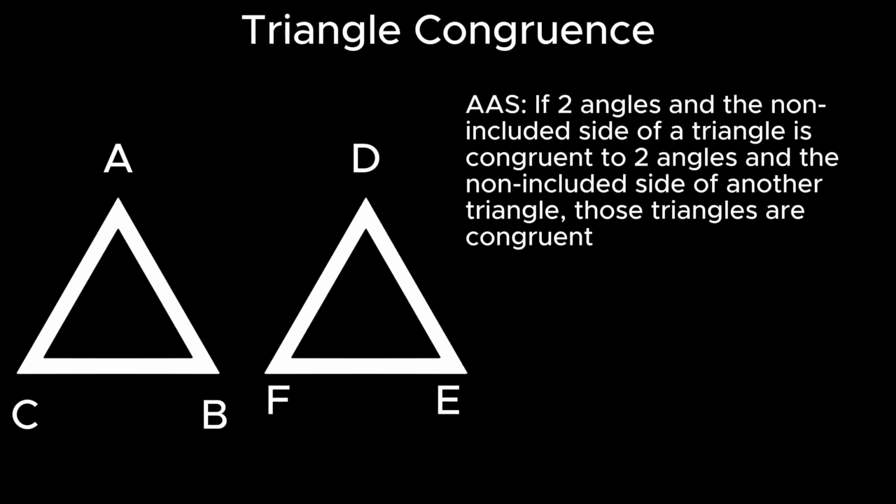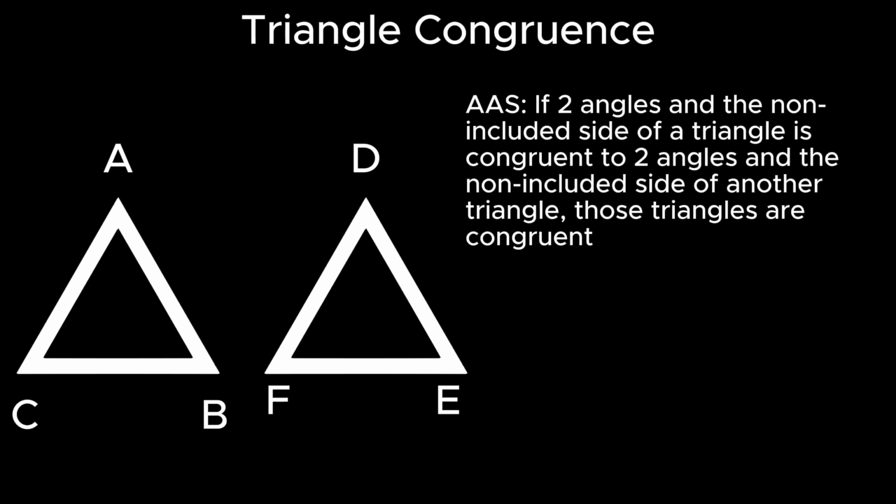Another way we can prove this is by using something called angle angle side. So this is kind of like, think of it as a cousin to ASA. So if two angles and the non-included side of a triangle are congruent to two angles and the non-included side of another triangle, then those two triangles are congruent.